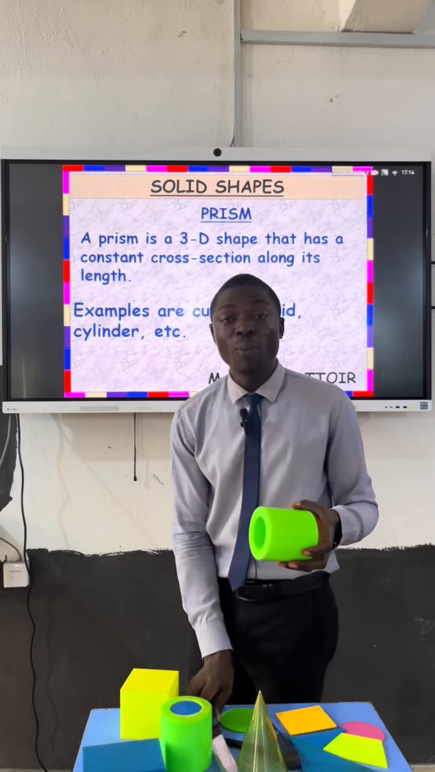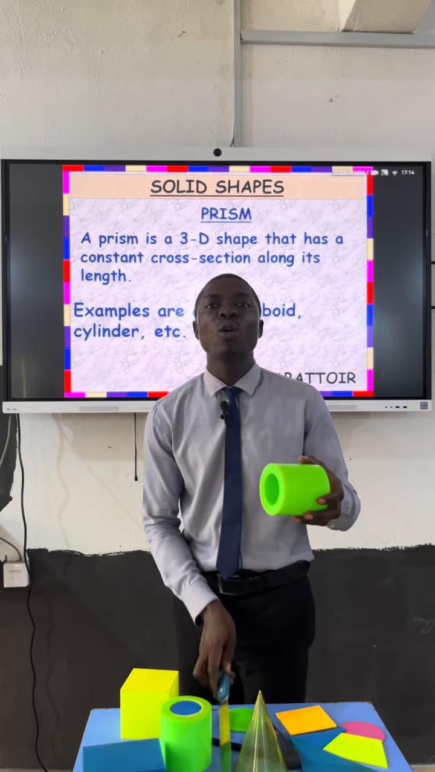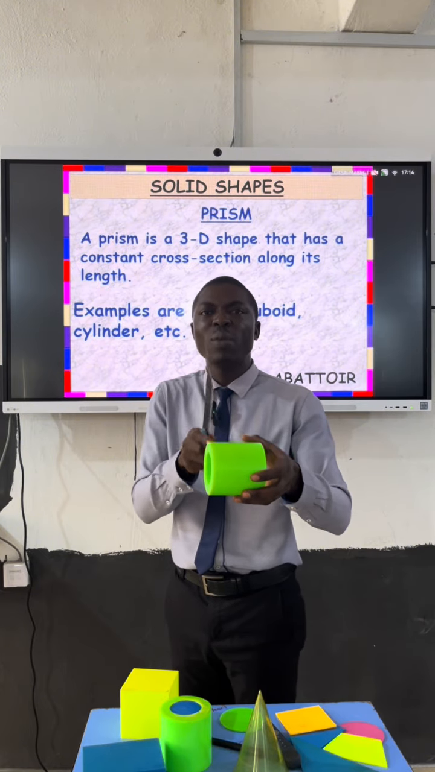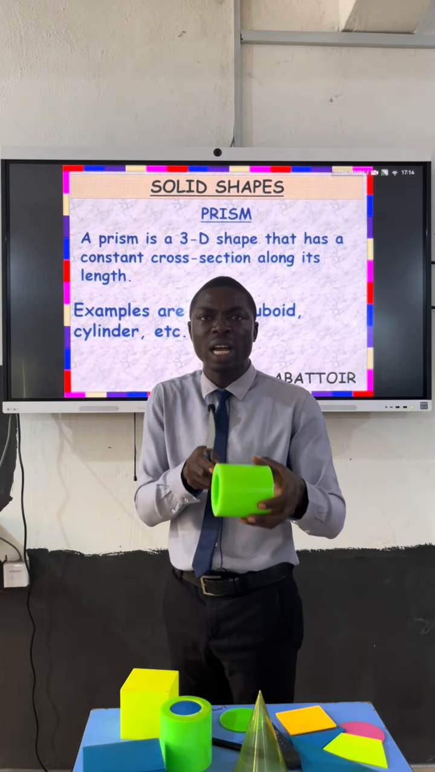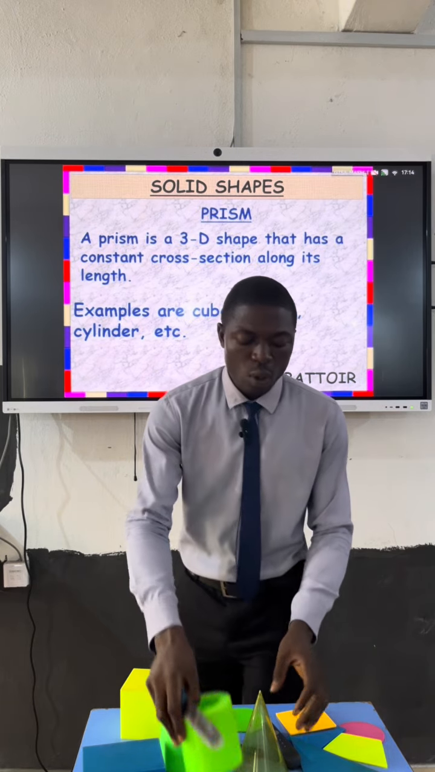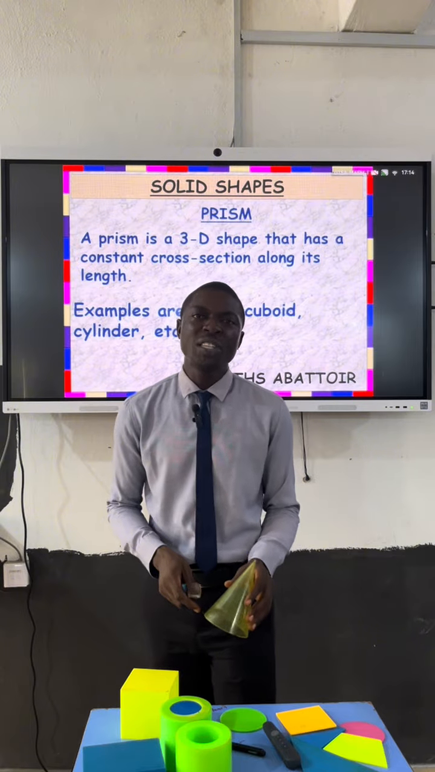Okay, let me help you out. It's going to be a circle, and the circle will continue remaining constant wherever you cut. It's going to give you the same similar shape, the same kind of circle wherever you cut all through the cylinder. So that means that number 3, a cylinder is an example of a prism.